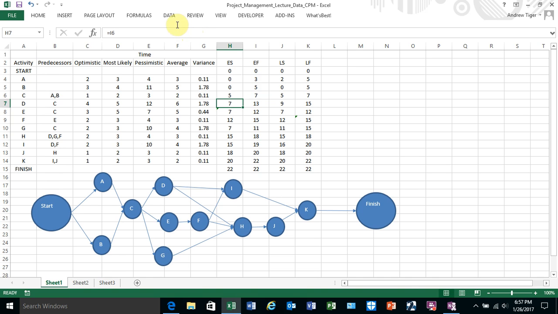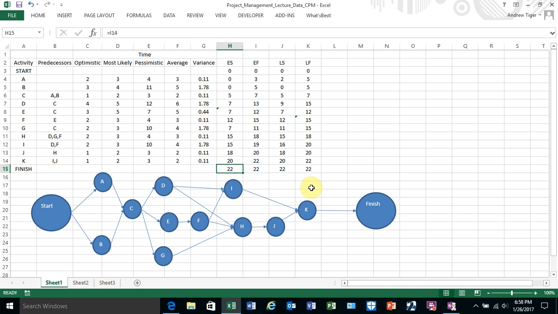Activity D has one predecessor, the C node. Activity E also has the C. Activity F has the E. G has the C. And again, all I'm looking at is I'm looking for the formula. I've already written the formula. I'm just showing you how you would do it. H has three predecessors, so I've got to take the max of D, F, and G. I has two. J has one, H. K has I and J as its predecessors. And then the finish node has exactly one predecessor, which is K.